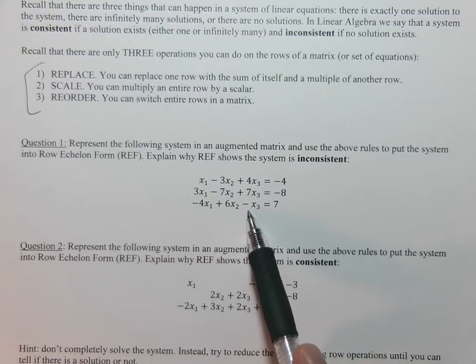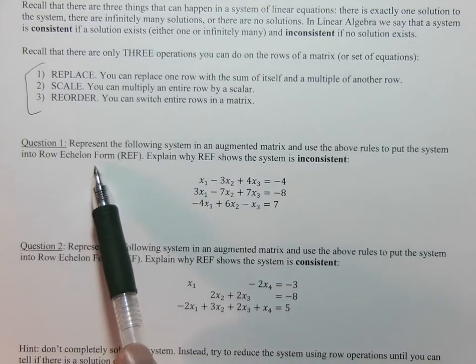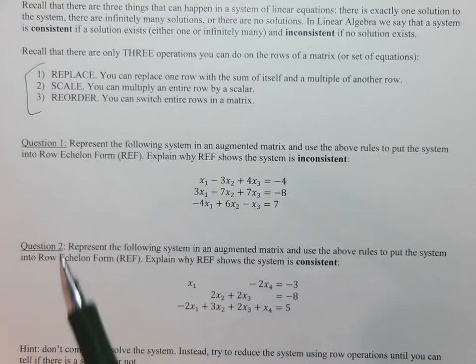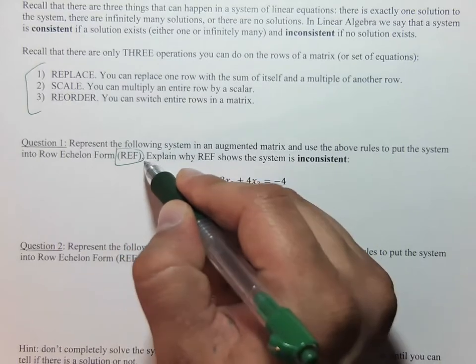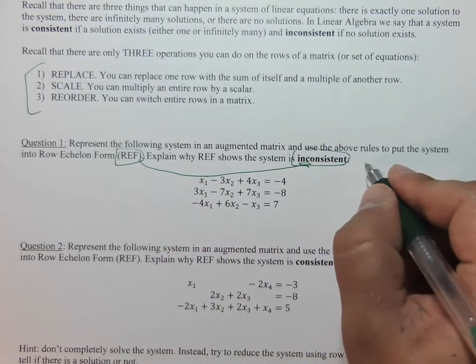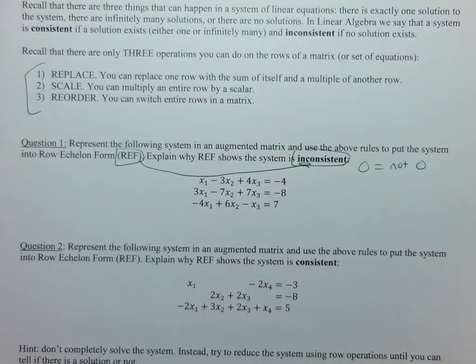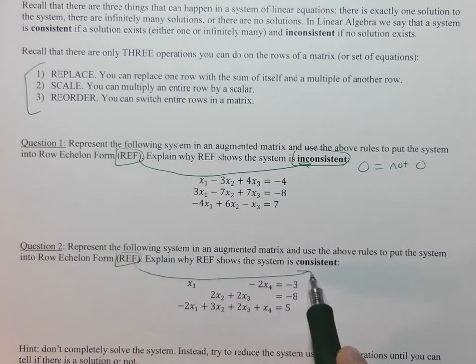We're going to put this into a system, use row reduction techniques to try to put it into row echelon form. And once it's in row echelon form, we're going to see that it's inconsistent. So you should be able to see something that says 0 equals not 0. In the second one, we're going to do the same thing. We're going to put this into a system and put it into row echelon form. But at that point, we're going to see that it's consistent, and so we won't get a 0 equals not 0 situation.